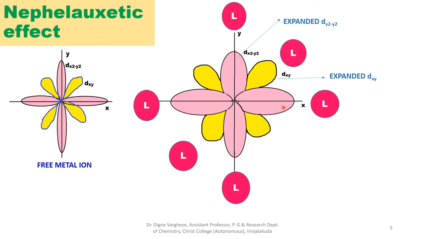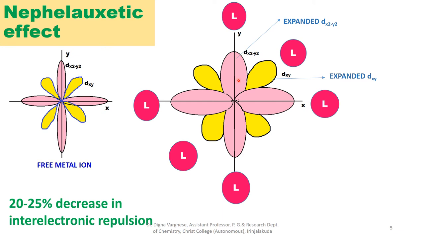Nephelauxetic effect means that in the case of a free metal ion, there is some electron-electron repulsion due to the small size of the orbitals. When the ligands approach the metal ion, the d electron cloud expands. That means the size of the orbitals increases. By the expansion, the d orbitals penetrate the ligand orbitals, so a proper overlapping between the metal and the ligand occurs and forms a new metal ligand bond, and by this the inter-electronic repulsion also decreases. About 20-25% decrease in inter-electronic repulsion occurs by this effect.